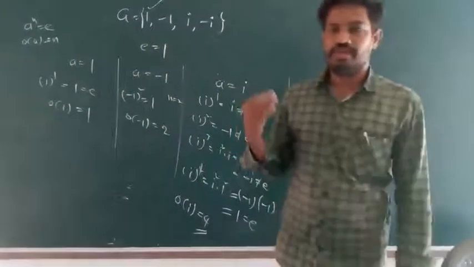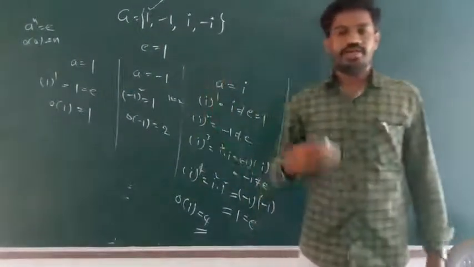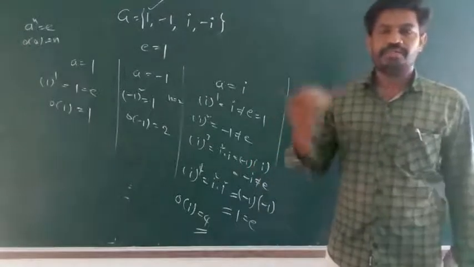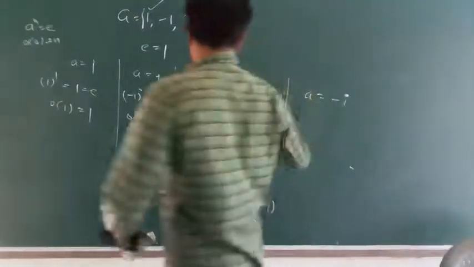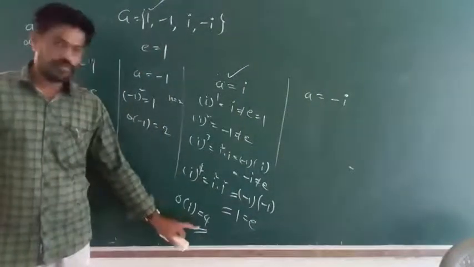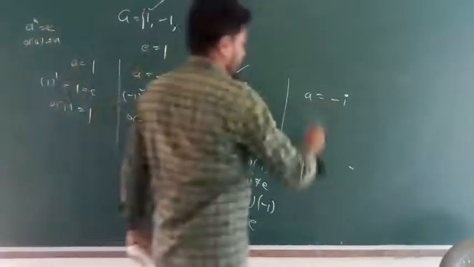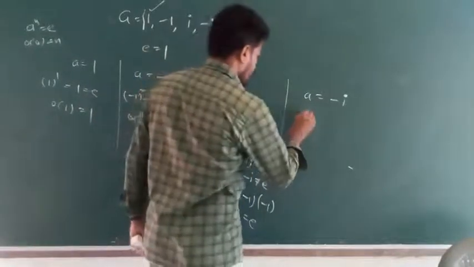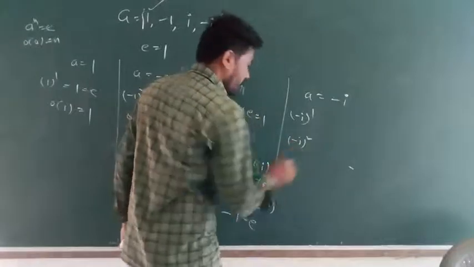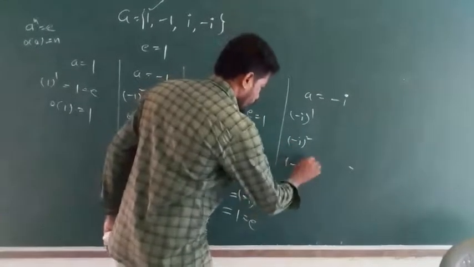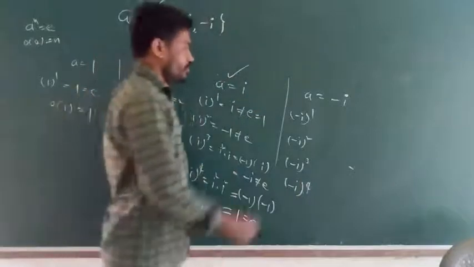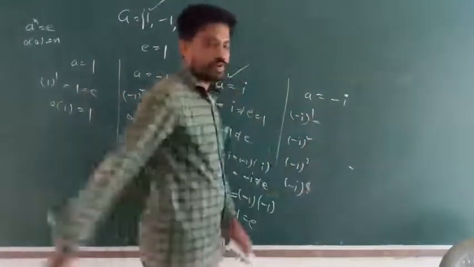Given G equal to {1, -1, i, -i}, if they ask for any element, say element i, what is the order? So this is the process. The element is a = i. The order of i is 4. Next, the last element, a = -i. So for -i, we select power 1, power 2, power 3, power 4. So we must check whether it equals the identity or not.